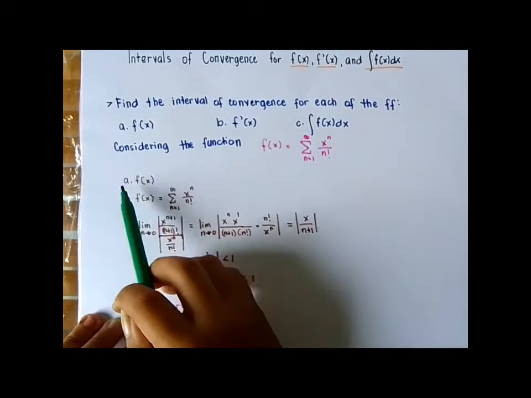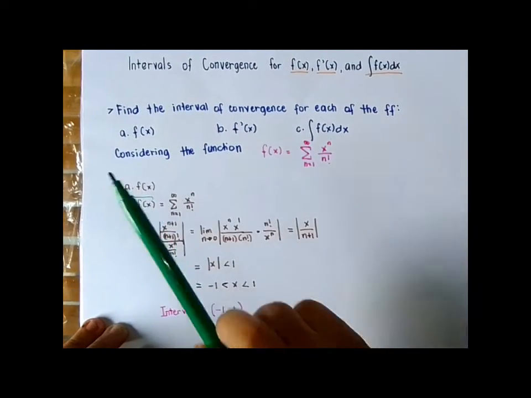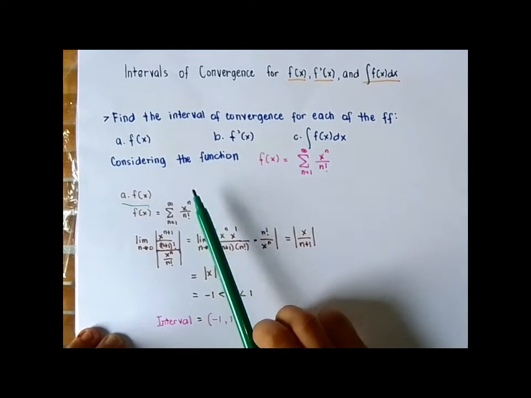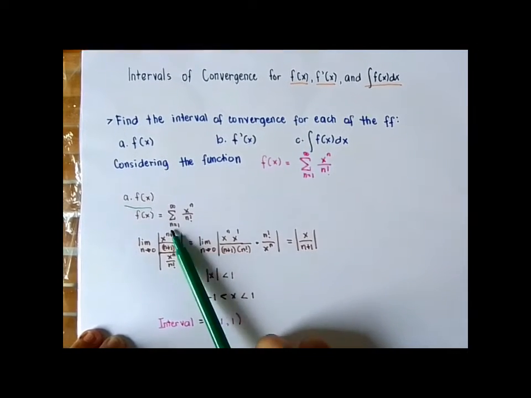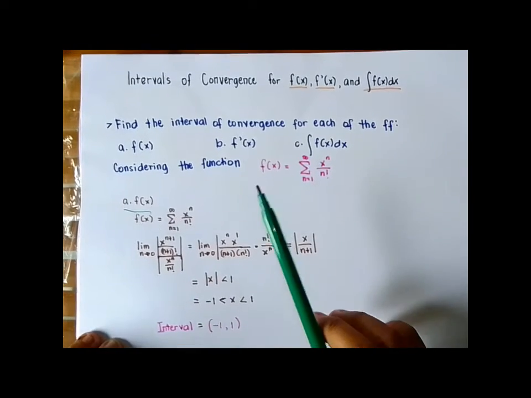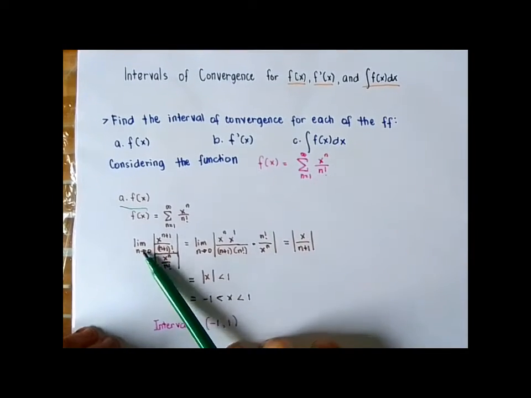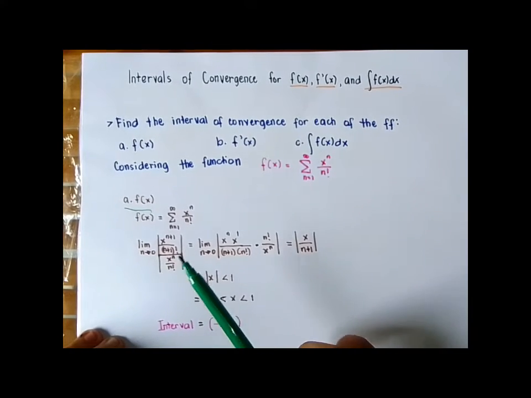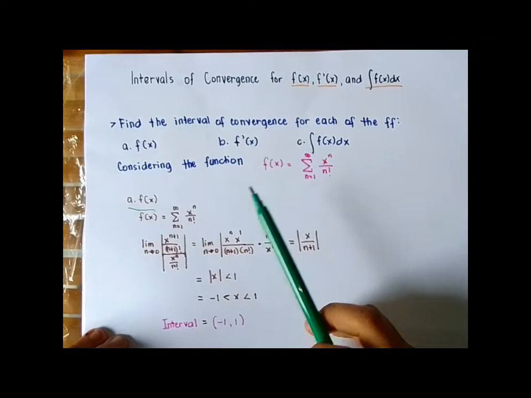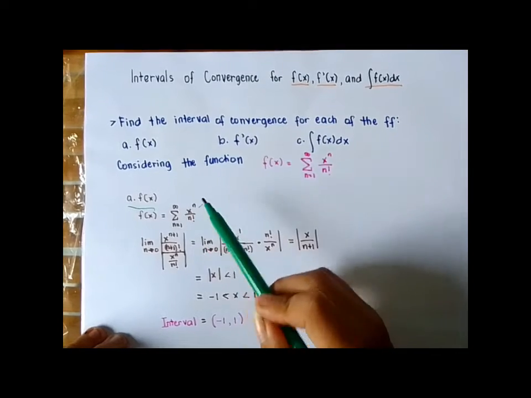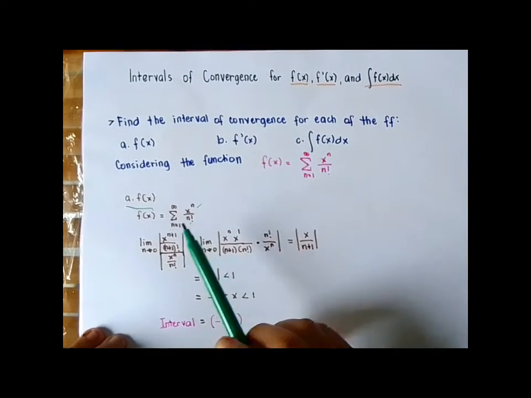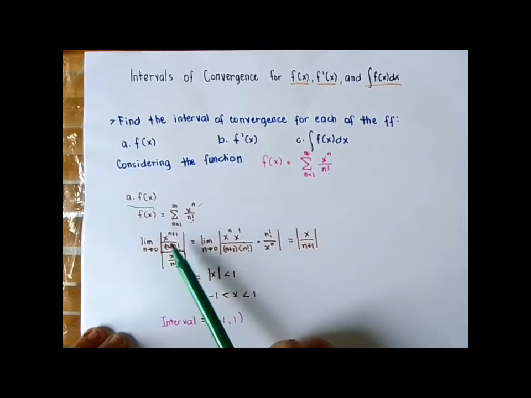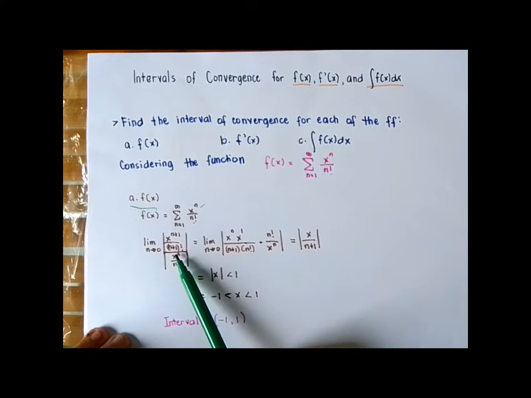We have here, for a, the function of x. The given function is the sum of x to the power of n over n factorial as n equals 1 to infinity. Then first, we'll find the limit of our given function. So we have the limit as n approaches infinity. And for the limit, we are going to add 1 to the given n variable. So we have x to the power of n plus 1 over n plus 1 factorial.